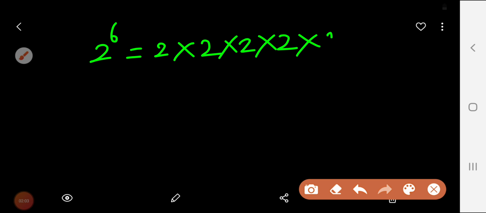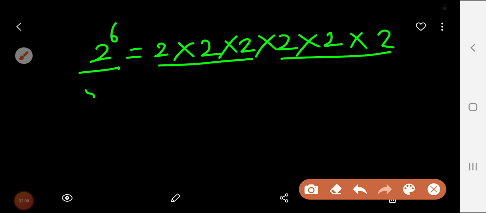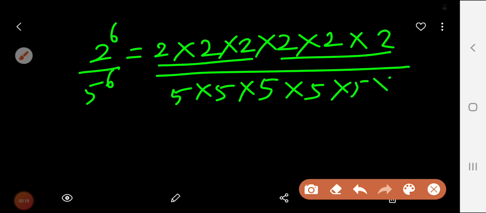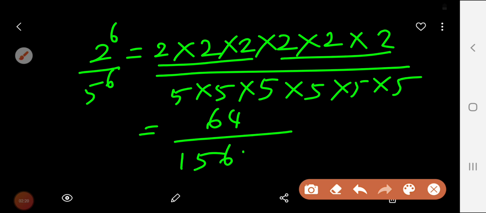Now we have to express this term. 2 power 6 we have to write 2 into 2 into 2 into 2 into 2 into 2. That is, we have to multiply 2 six times, divided by 5 power 6, that is, we have to multiply 5 six times. When we multiply, we will get the answer 64 divided by 15,625. If the power is more than 7 or 8, there is no need to express it. If the power is below 5 or somewhat 6, we can express it like this.